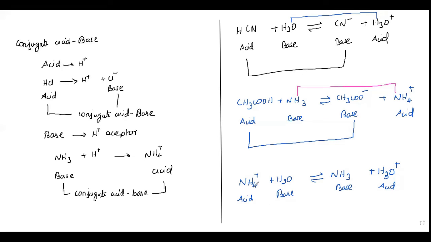Now we can integrate. NH4 plus is acid. After donating H plus, it will become NH3. So that is a conjugate acid base pair. Like H2O accepting H plus, it is a base. After accepting H plus, it will become acid, the hydronium ion. I hope you understand about the conjugate acid base pair.